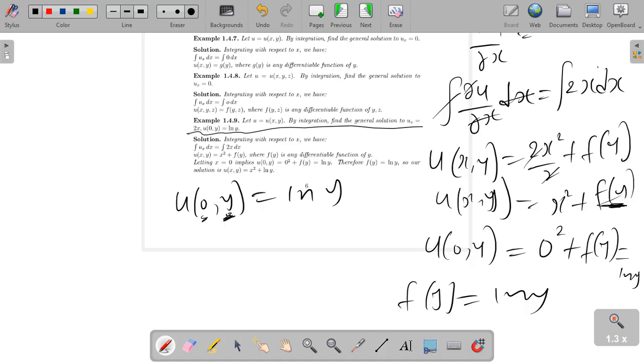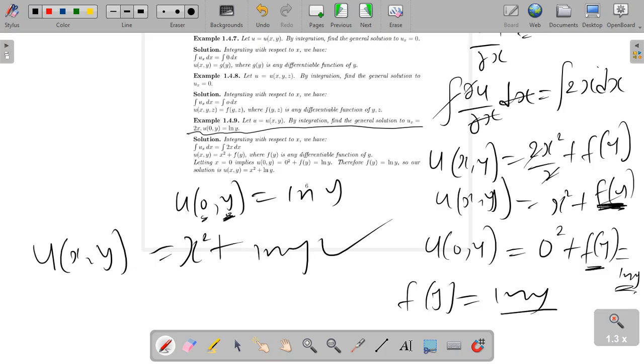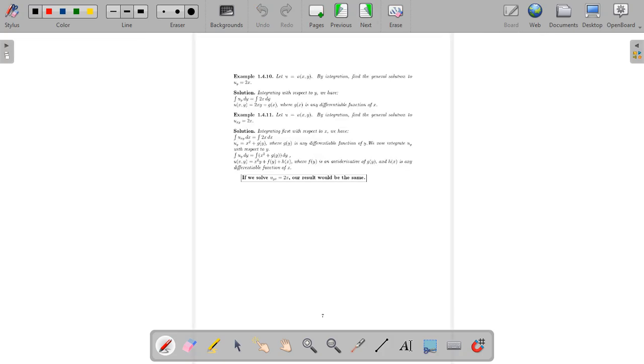So from there, we have gotten that our u of x and y will now be equal to x squared plus ln y. And that is the final answer. I'm sorry that I'm squeezing it, it's because I don't want to shift from my question. So you see, they got the same thing, x squared plus ln y. So we move to the next page. On this page now, we have page 7. They gave us a question to solve.